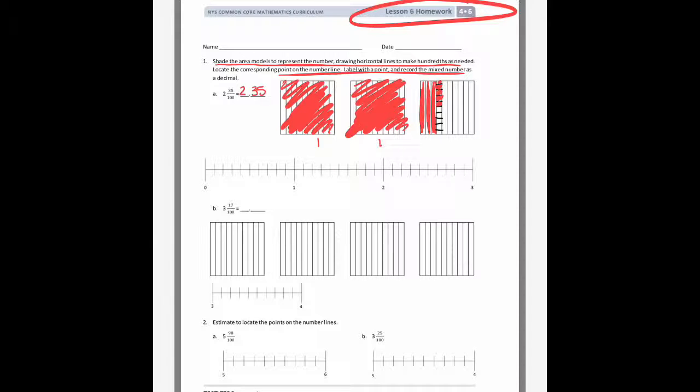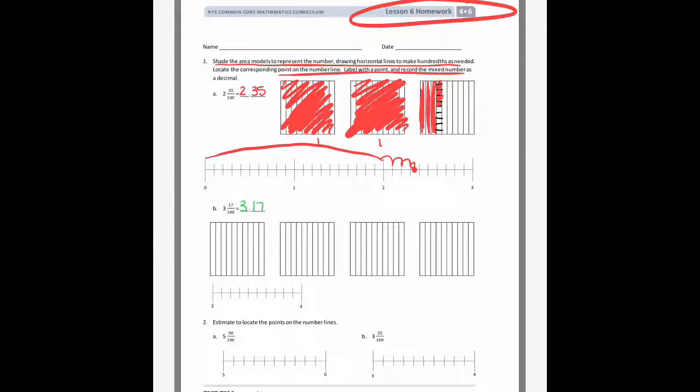Okay, on the number line, I'm going to go to where 2 is, because that's where the 2 wholes are. And then I'm going to separate into tenths, so I'm going to go 3 tenths over. And then for the 5 hundredths, it's a tenth split into 10, so I'm going to go about halfway between the 3 tenths and the 4 tenths, which is exactly how it looks on the area model.